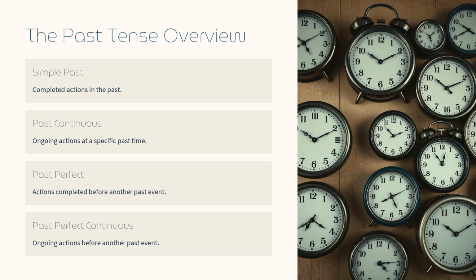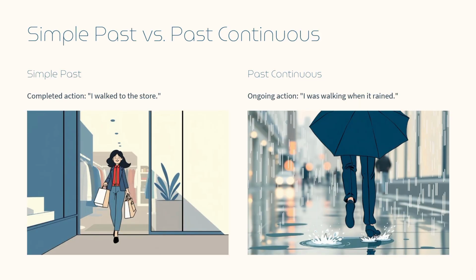So there's the simple past, complete action in the past, right? Then the past continuous, which is ongoing actions at a specific past time. Then there's the past perfect. These are actions completed before another past event. And lastly, past perfect continuous. And this is ongoing actions before another past event. And each has a specific role, and understanding these distinctions is important when you're doing the speaking and the writing tasks. Okay, so first let's start with the simple past and the past continuous.